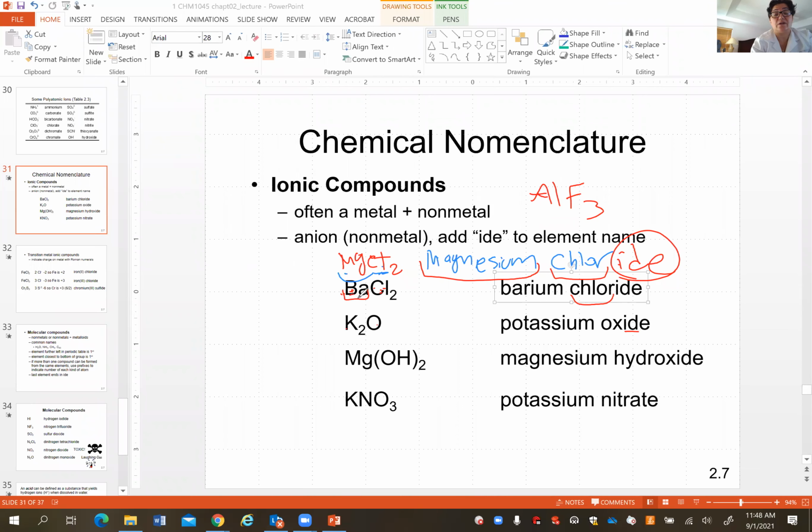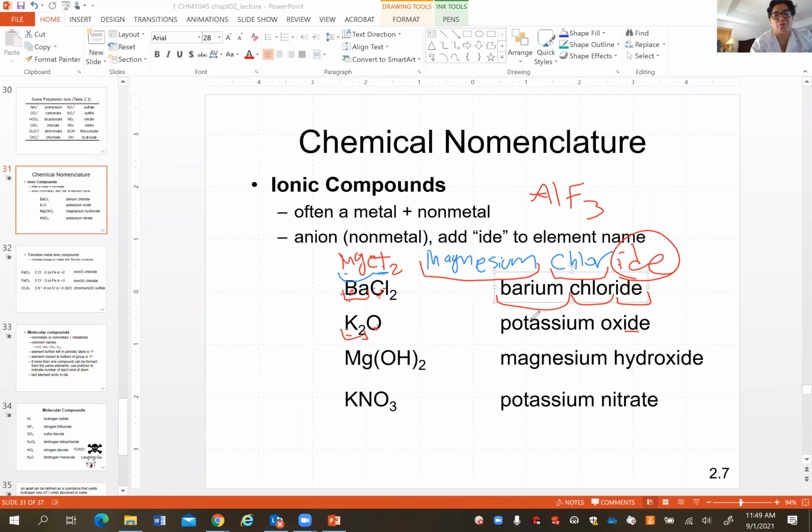Since it's metal, non-metal, I bring the name for the cation first. So that's barium, just the name of the cation without saying ion. You don't say barium ion, just say barium. And then the root name for chlorine is chlor, IDE. That's how you name it. For the next one, the root name for oxygen is just ox. So potassium oxide.